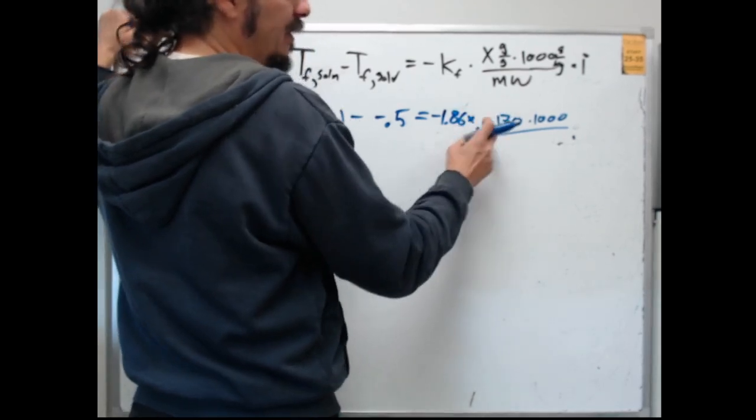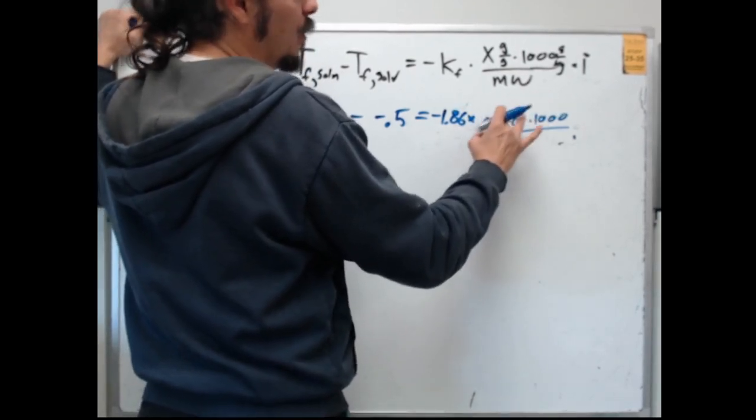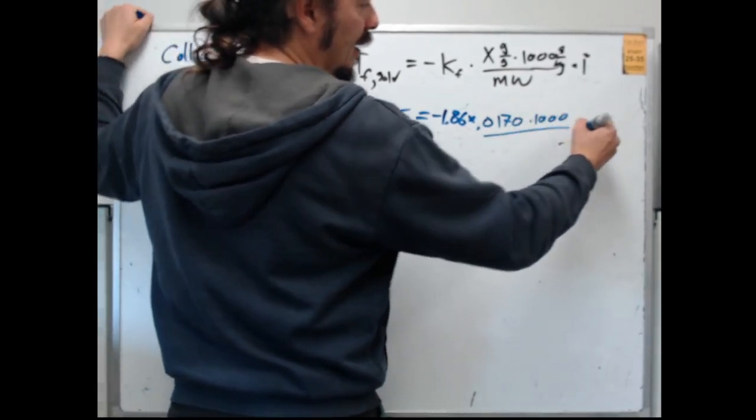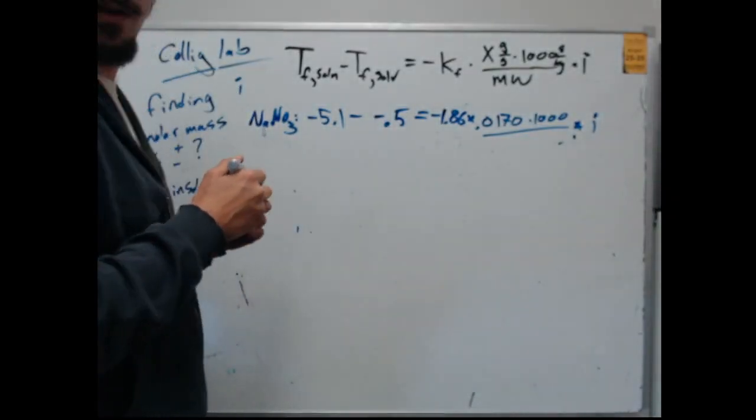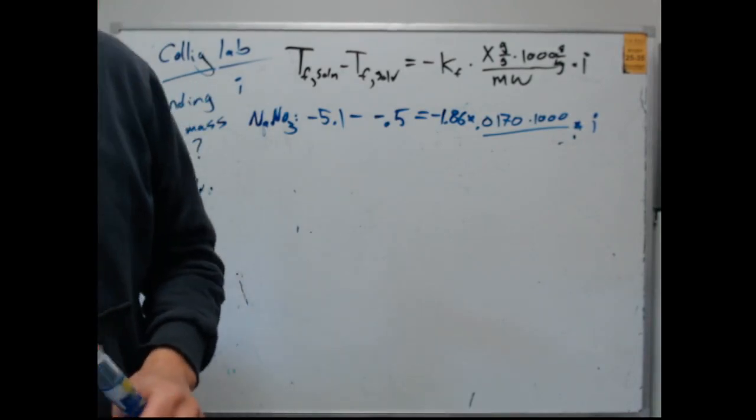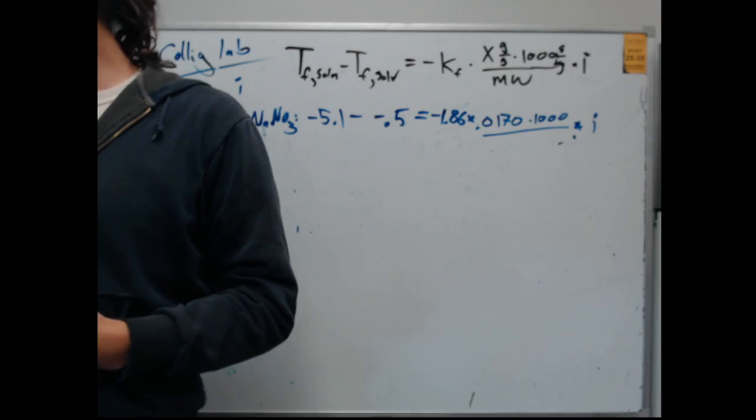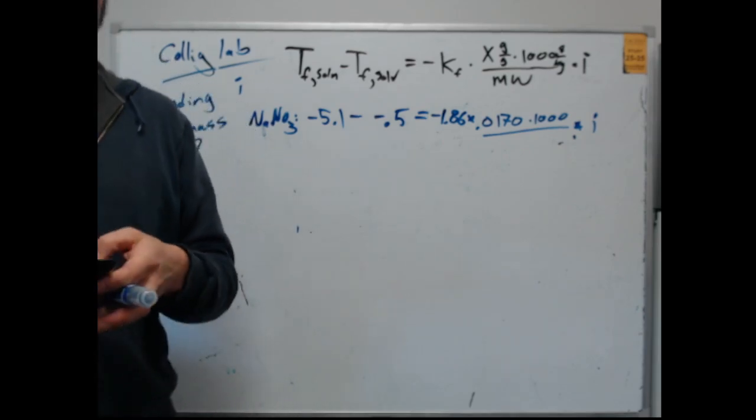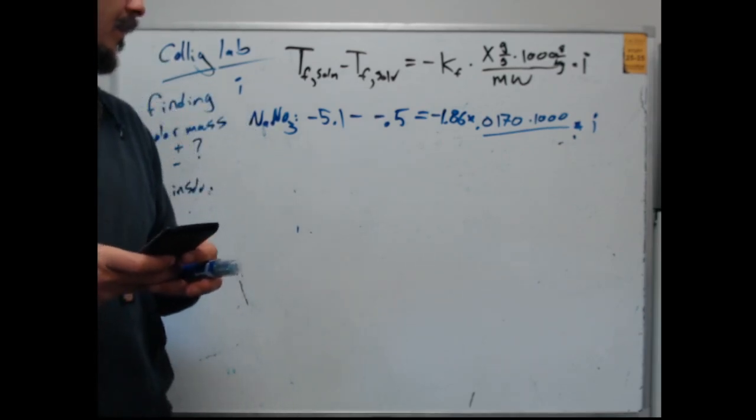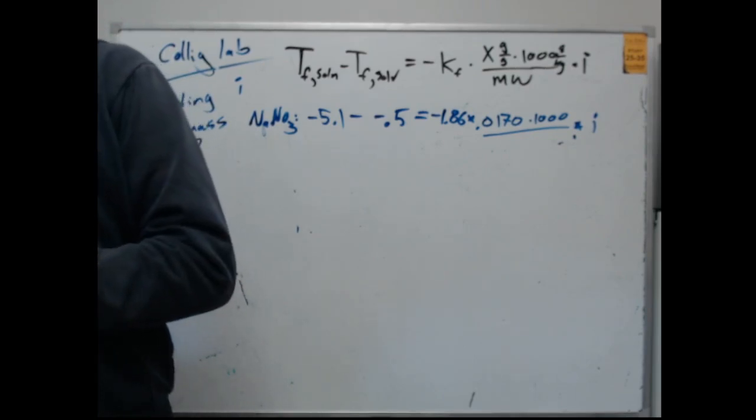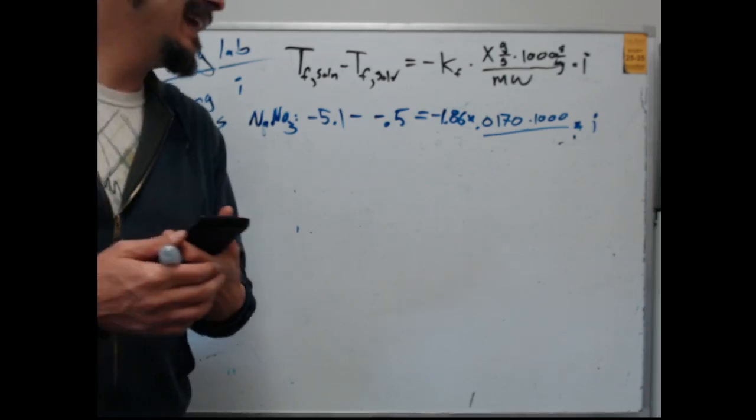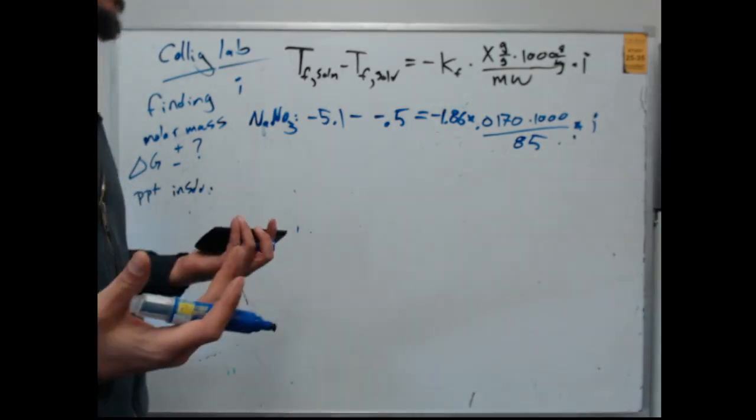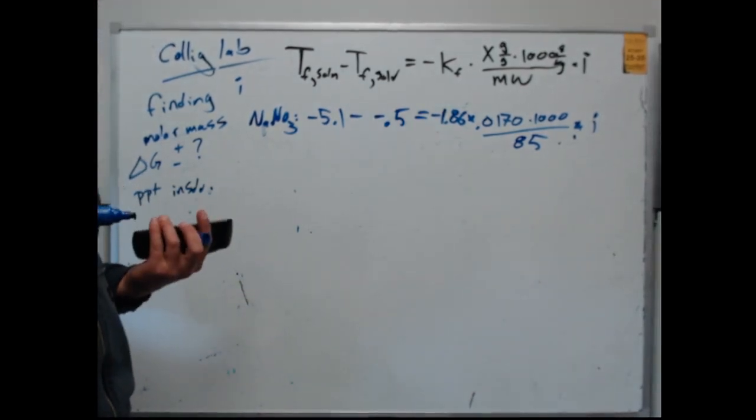Okay, so we got our 0.0170, 1,000. Our Van Hoff factor is what we're solving for, and we need the molecular weight of sodium nitrate. So we're going to do 16 times 3 plus nitrogen plus sodium. It's 85 grams per mole. So once I plug in all of that data, notice I is the only thing I don't know.